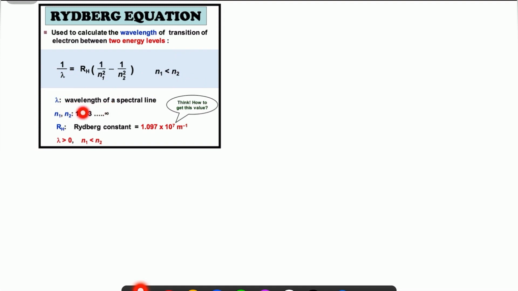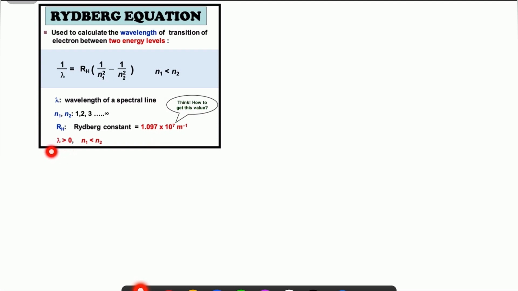And n1 and n2 are integers for the energy level. The Rydberg constant used is 1.097 times 10 to the power 7 per meter. Because it is a calculation for the wavelength, the Rydberg equation is in units of meter. There are two values of the Rydberg constant. The other one is 2.18 times 10 to the power negative 18 joule. That one is for the calculation of energy, but this one is for the wavelength.